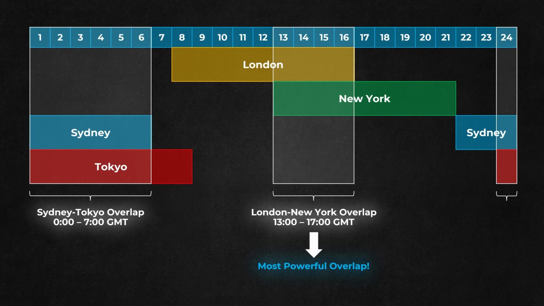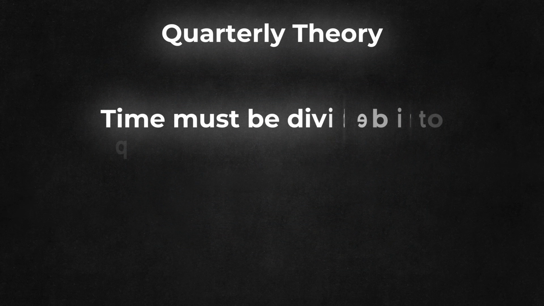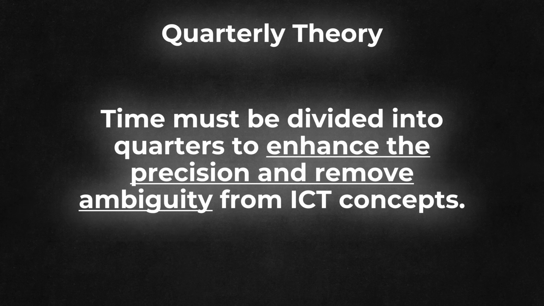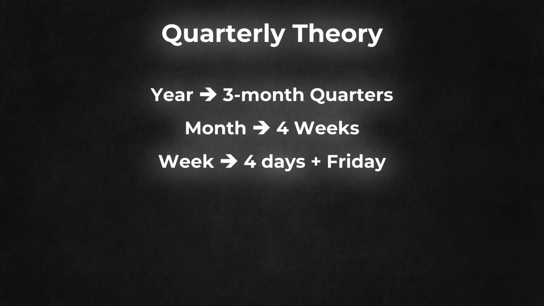Let's now talk about another theory involved in the ICT method called quarterly theory. Quarterly theory suggests that time must be divided into quarters in order to enhance the precision and remove ambiguity from ICT concepts. 1 year is divided into quarters with 3 months each. Each month is divided into 4 weeks. Each week is divided into 4 days, plus Friday, which has its own function. This is already weird, but let's ignore it.